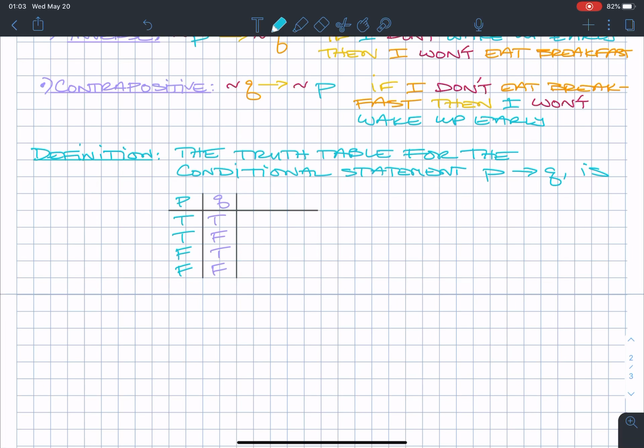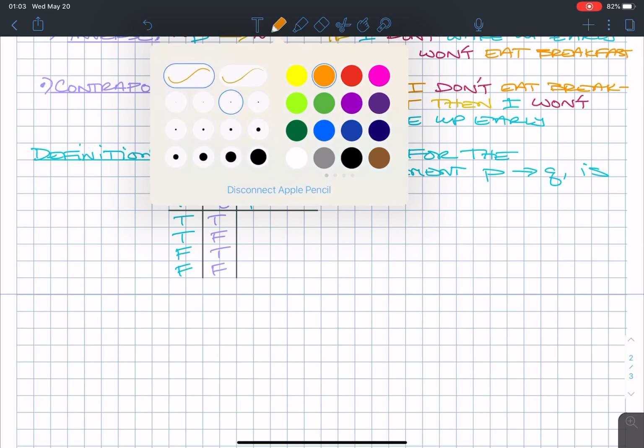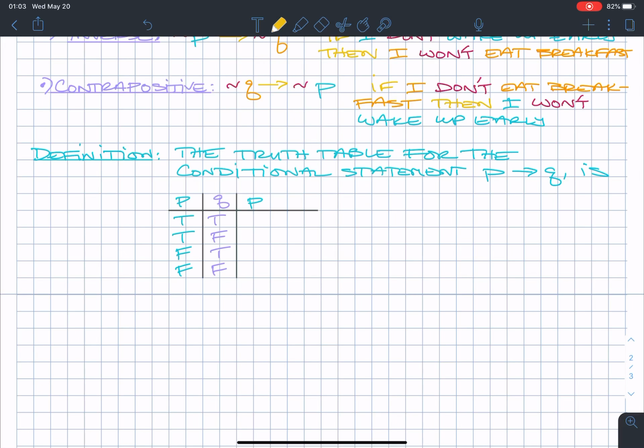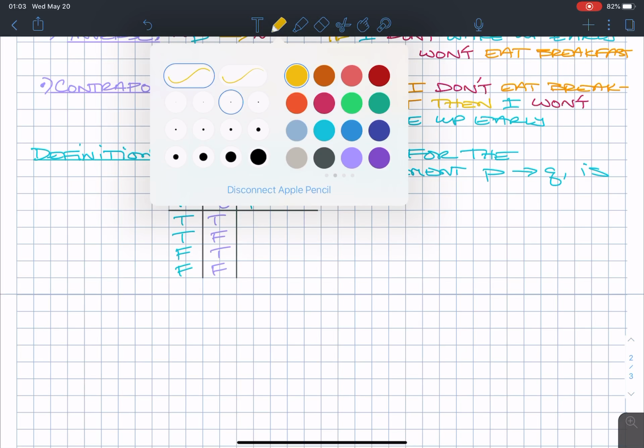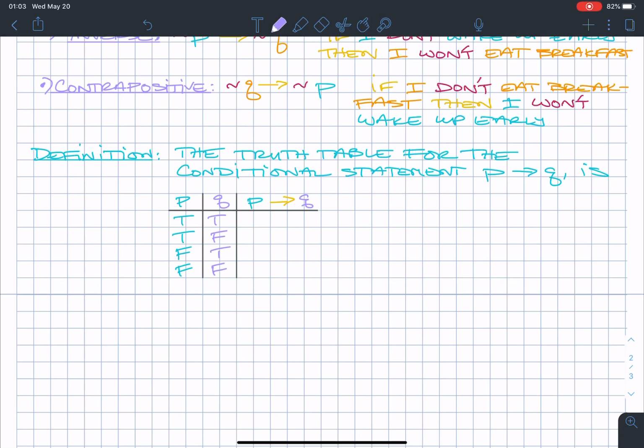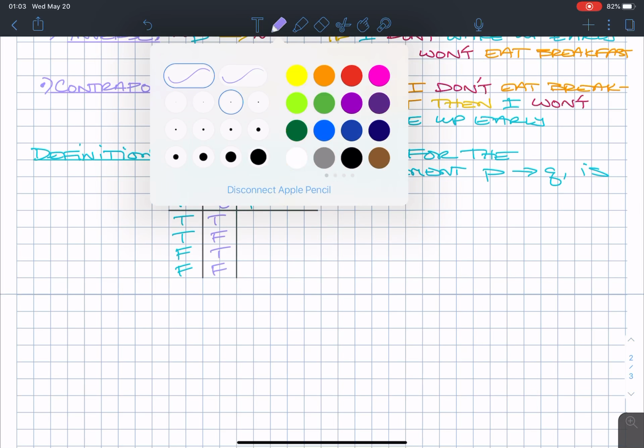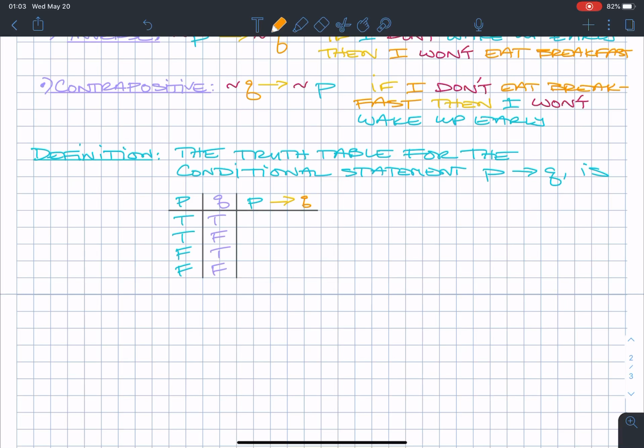Now we want the implication or conditional. P implies Q. Actually, let me stick with yellow. So if P, then Q. Oh, actually, isn't Q supposed to be orange? Yes, it is. So let me redo Q in orange. Okay, so Q is in orange. True, false, true, false. Okay, so P implies Q, or if P, then Q.